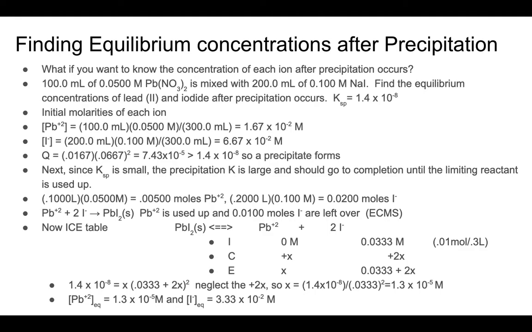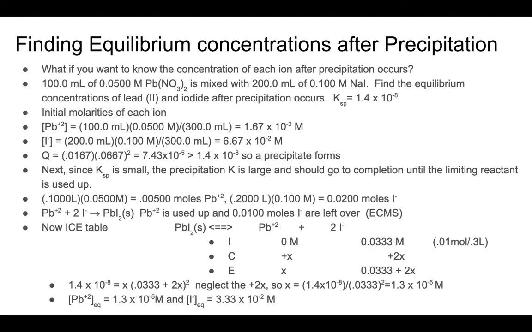Now, here's where the technique comes in. K is small, so the reverse K is going to be large, so we are going to first assume it goes to completion. So this is like adding an acid and base together, and we assume it goes to completion because K is large. Remember that from before break. Now, that goes to completion, but it doesn't mean both ions are used up. The limiting ion will be used up. So to do that, we need to do a little stoichiometry.